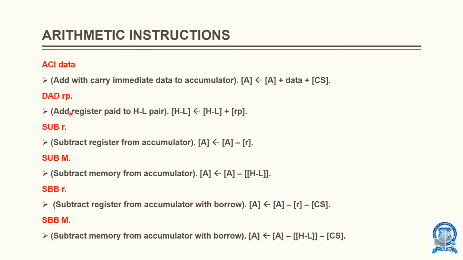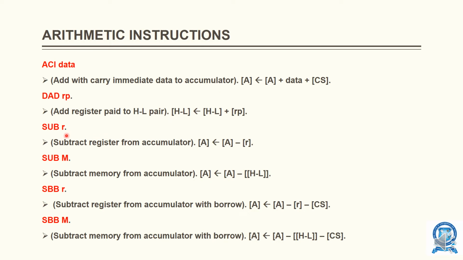DAD RP, that is add to the HL register pair. The content of the HL register pair with the particular register pair will be added and the result will be stored in the HL register pair because it is 16 bit. So this 16 bit result can't be stored in the accumulator, so it will be stored in the HL register pair.